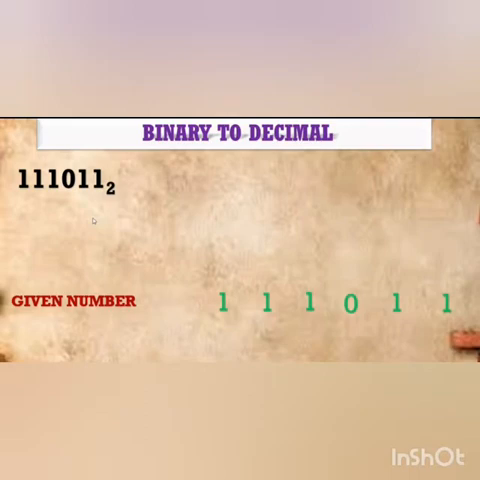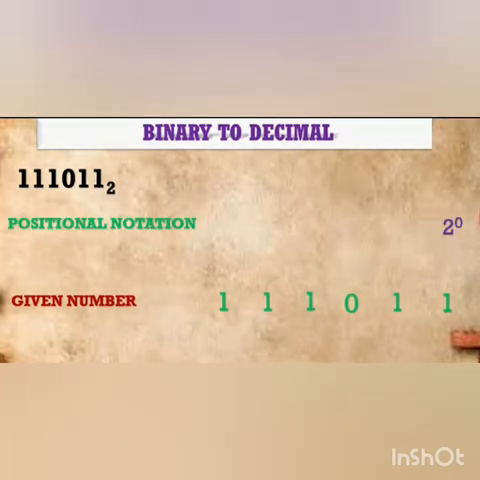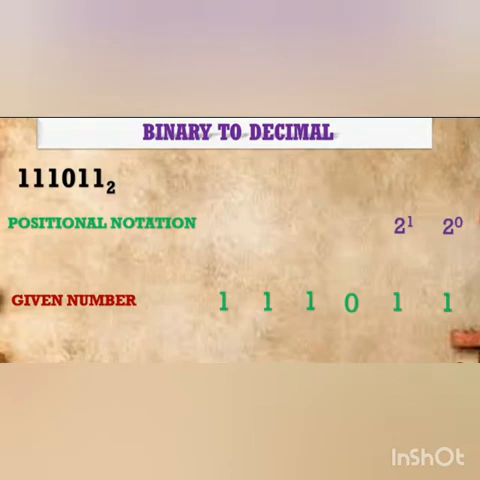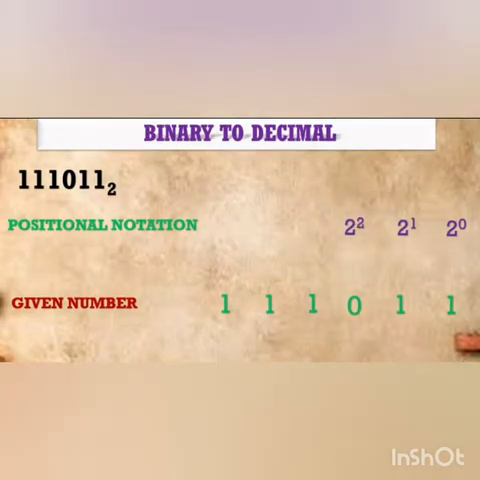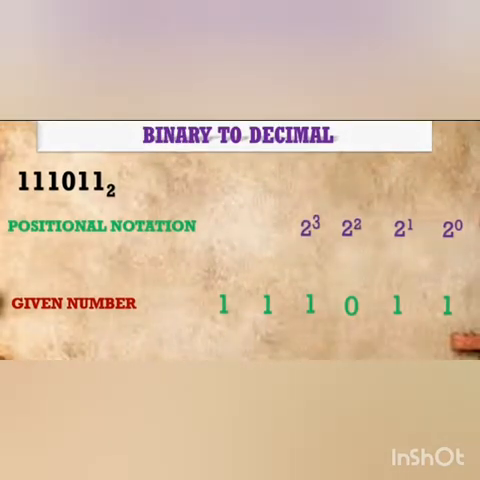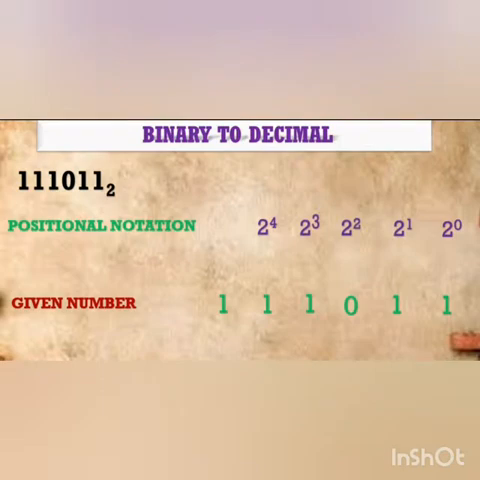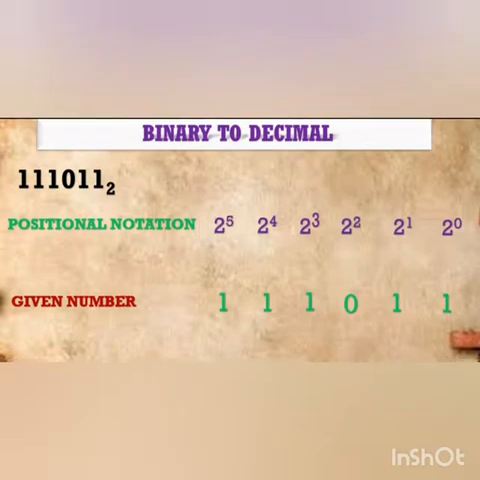Now we have to write down the numbers. 111011, and we have to follow the first step. Write down the binary digits and list the powers of 2 from right to left. So powers of 2 we have to use. Okay. So from the first digit from the right we have to start. 2 power 0, 2 power 1, 2 power 2, 2 power 3, 2 power 4, and 2 power 5.